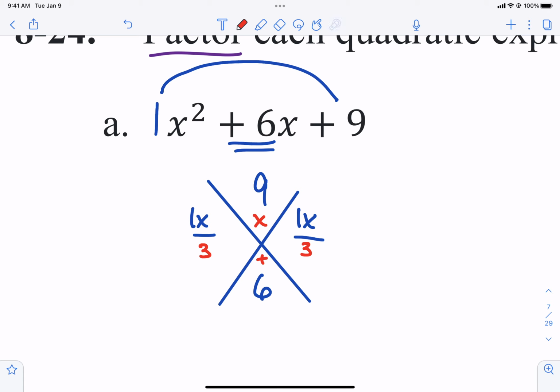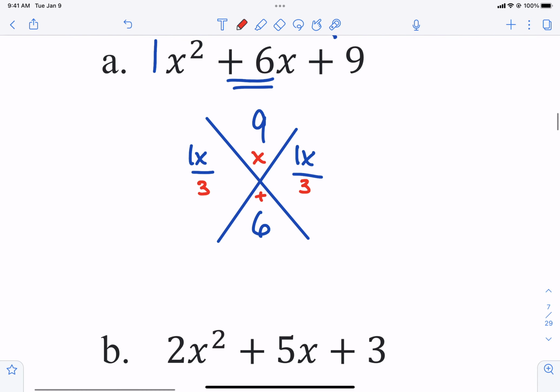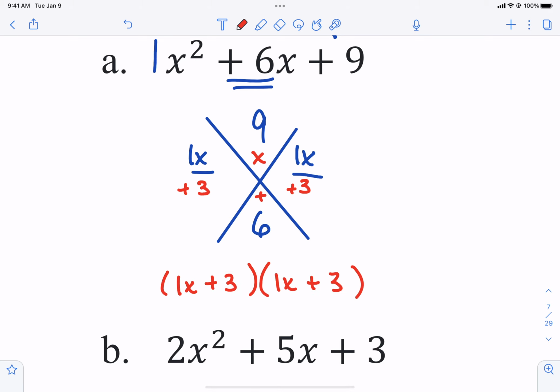Now in this situation, before we do anything else, our last step, we always need to look at our two fractions and make sure they can't be reduced. And in this situation, they can't, since there's a 1 on top. Remember, if there's a 1 on top, they're not going to be able to be reduced. So we can draw our two sets of parentheses, and remember this is a positive 3 and a positive 3, so we'd be able to write this as 1x plus 3 and 1x plus 3. And just like that, we are all done with this problem.